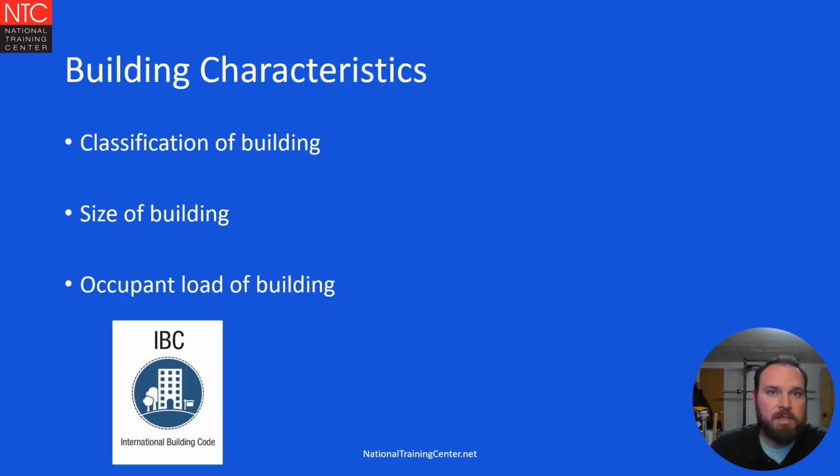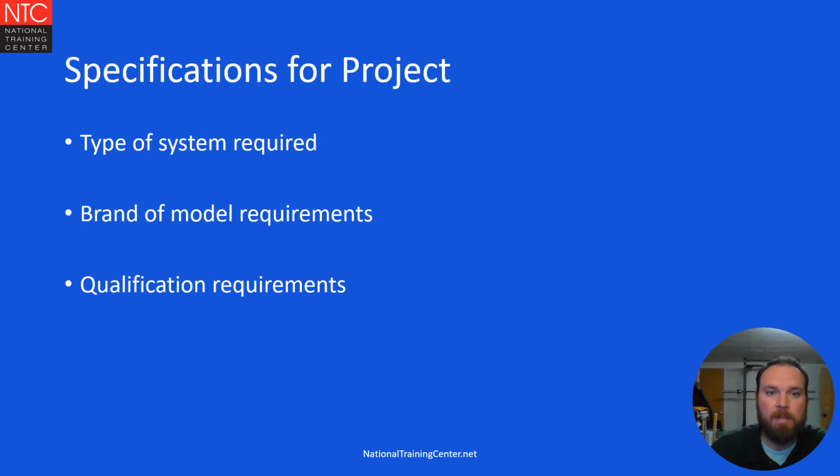We do utilize those building codes for a lot of the understanding of what's the classification of this building. Size of the building is another thing that is an often requirement needed to make the determination of, do I need a fire alarm system? And lastly, we do see occupant load playing into a lot of the necessity for fire alarm systems.